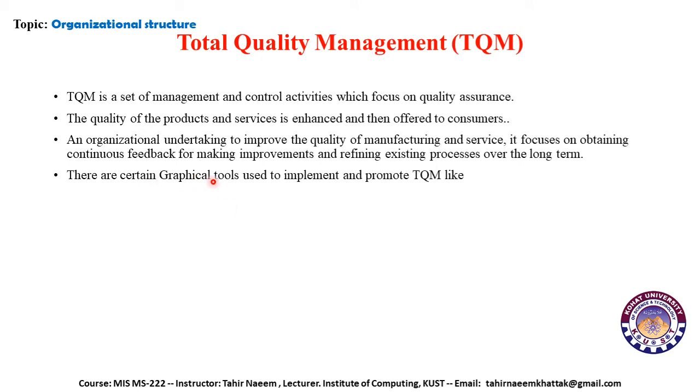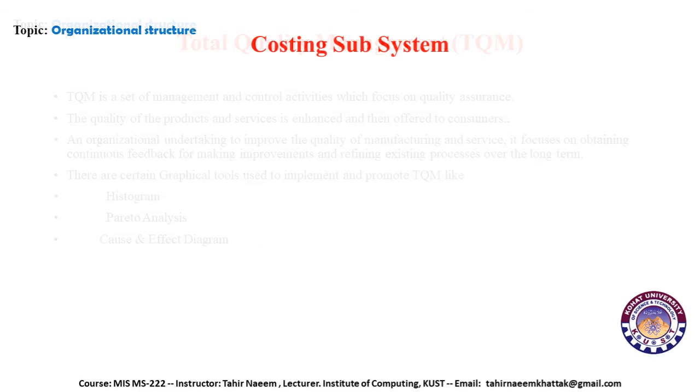There are certain graphical tools used to implement total quality management, like the histogram. With the help of a histogram, we keep the histories. Pareto analysis helps us to analyze the system. Cause and effect diagram helps us to keep track of the causes.